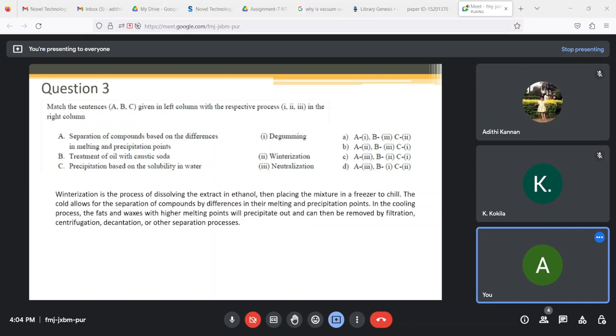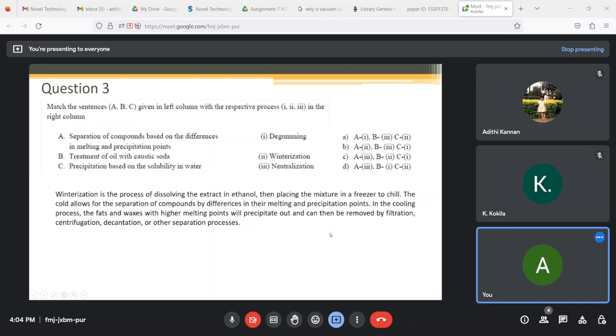So what happens in winterization? It's very close to the crystallization concept. You dissolve the oil, the extract, in a solvent, and then start to freeze it. Because of this freezing process, you will first have crystal nuclei forming, and after the crystal nuclei are formed, you will have crystal growth as well. Once the crystals reach a certain size, we can remove them by different processes as mentioned here. We can remove them by filtration, centrifugation, decantation, and other processes.